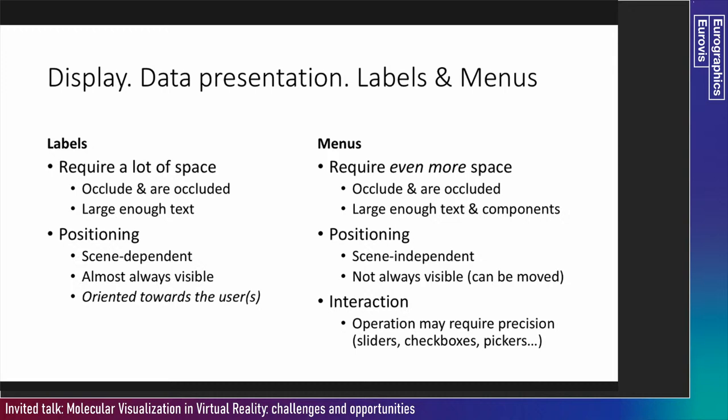Regarding the positioning, labels are typically scene dependent. And in many cases, we must ensure that they are always visible and oriented towards the user. Menus are not always necessary on screen, so sometimes they can be hidden or moved. However, they require more complex operation because we might have elements such as sliders, checkboxes, pickers, whatever, and they require precise operation with them.